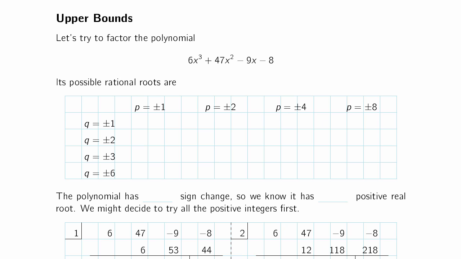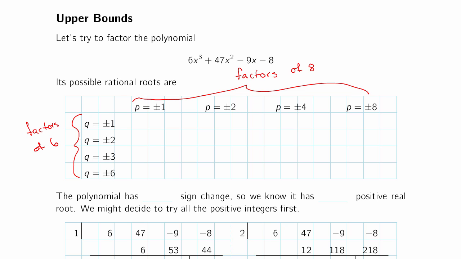Okay, suppose that we're going to try to factor this polynomial. It has 4 terms. We might try grouping. Grouping doesn't work here. When we list its possible rational roots, we have the factors of 8 listed here and the factors of 6 listed here.